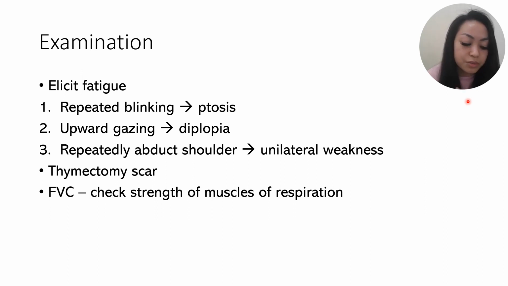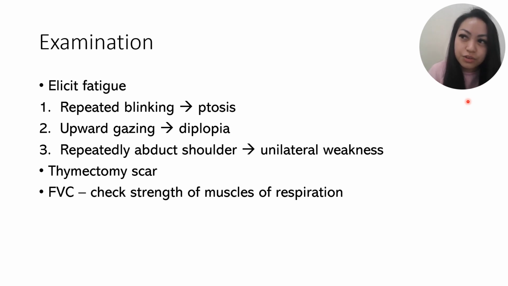Okay. Another one is if you ask them to repeatedly abduct their shoulders, if they do this 20, 30 times, and then you ask them to lift both arms, you're going to see unilateral weakness in the side that they've just repeatedly abducted their shoulder.